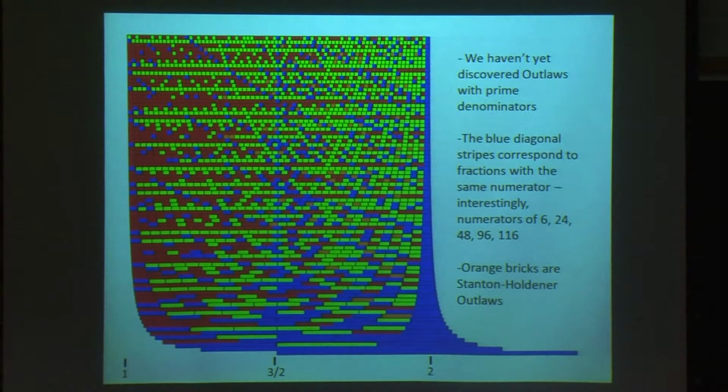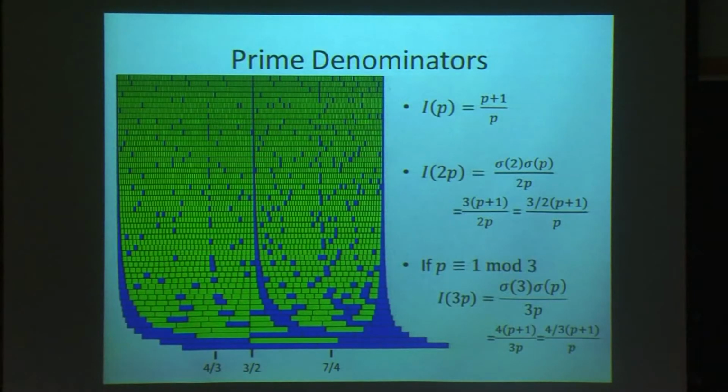So if we took our picture that we had before, and we just sliced out all of the prime rows, so all the green rows that you see right here that have prime denominators, and we stacked them all up on top of each other, we'd get this picture. As before, the first column over right over here, these are all fractions of the form p plus 1 over p.